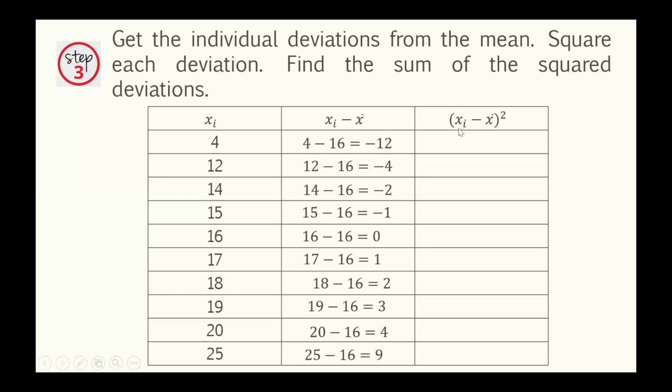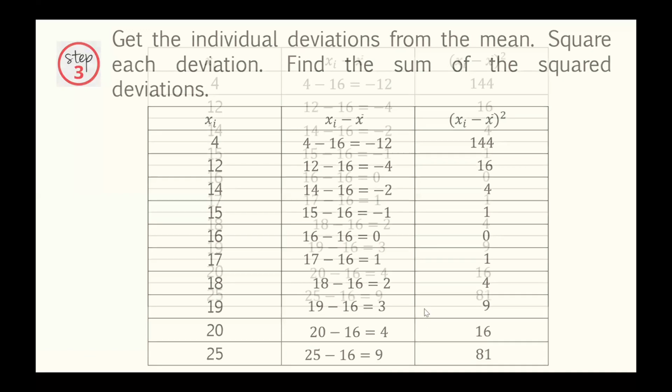To get the third column, all you have to do is to square the answers in the second column. So the square of negative 12, that would be a positive number, which is 144. Negative 4 squared is 16. Negative 2 squared is 4. Negative 1 squared is 1. 0 squared is 0. 1 squared is 1. 2 squared is 4. 3 squared is 9. 4 squared is 16. And 9 squared is 81.